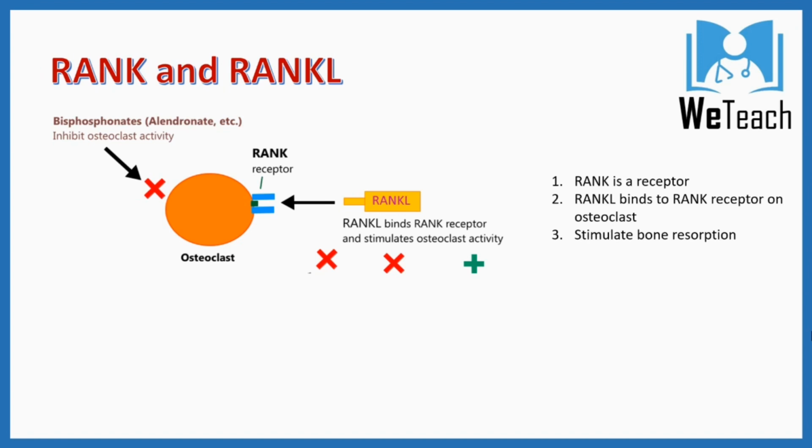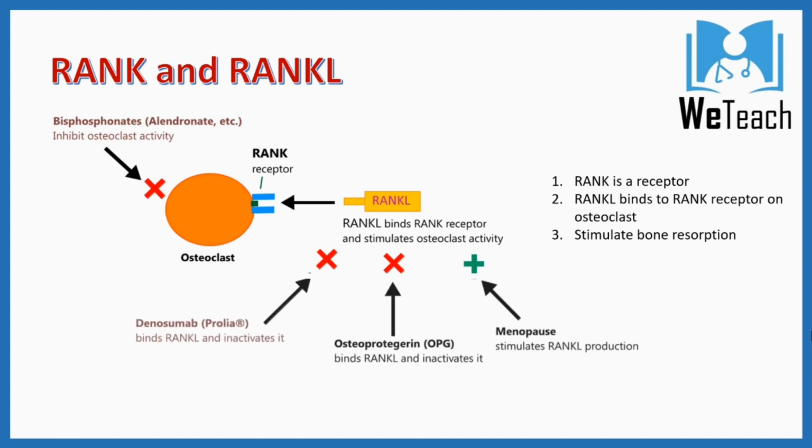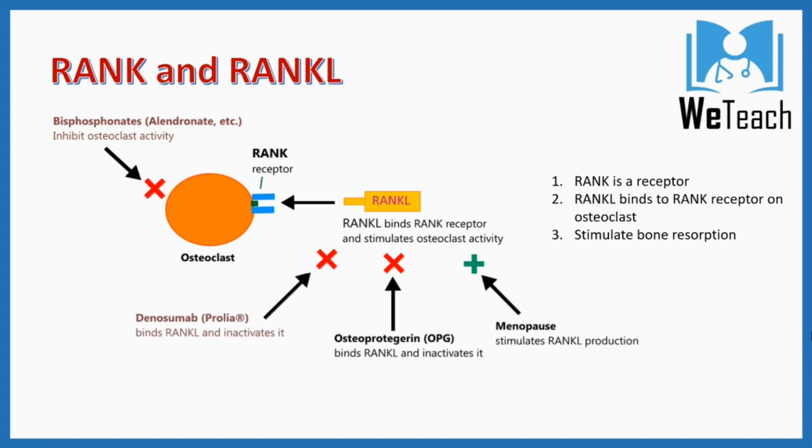Now, what are the things that block or activate RANK ligand? Now, we have a drug called denosumab. You might have heard about it during your studies or rotations. Denosumab binds to the RANK ligand itself and inactivates it. Okay, so denosumab binds to the RANK ligand and inactivates it. Therefore, you will have no RANK ligand binding to the RANK receptor. Then you have osteoprotegerin. OPG also binds RANK ligand and inactivates it.